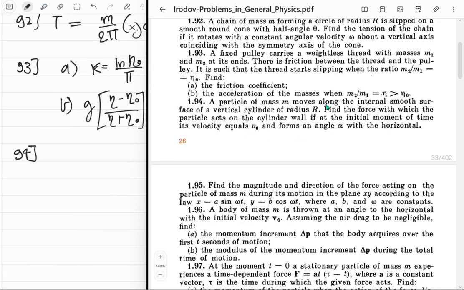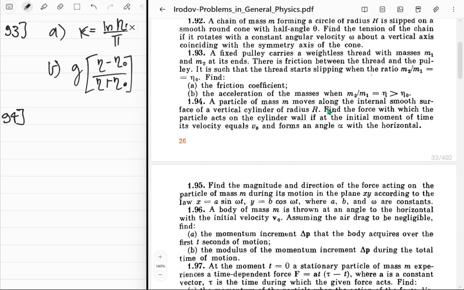A particle of mass m moves along the internal smooth surface of a vertical cylinder of radius capital R. Find the force with which the particle acts on the cylinder wall if at the initial moment of time its velocity is v0 and forms angle alpha with the horizontal.